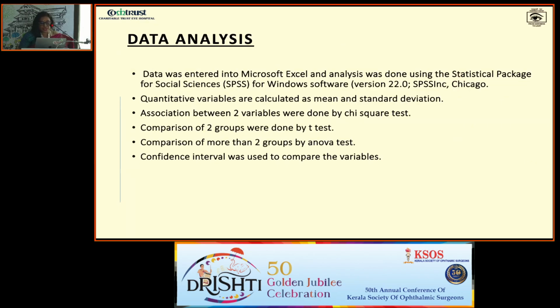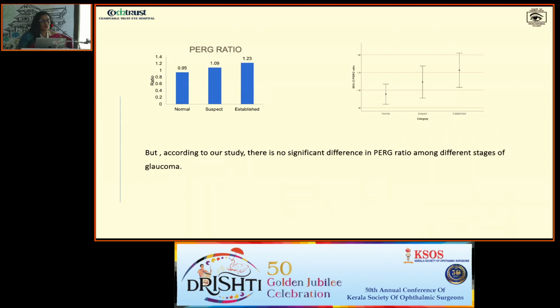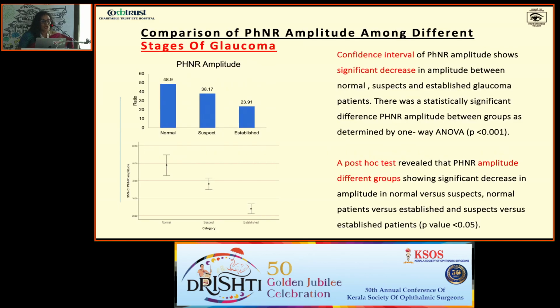So the data was analyzed, and we found that the amplitude showed a significant difference in the established case when compared to normal and suspect, which was statistically significant. The PRG ratio did not show a statistical difference between the established case and the normal and suspect. The PHNR amplitude also showed a statistically significant decrease in the established group when compared to normal and suspect.